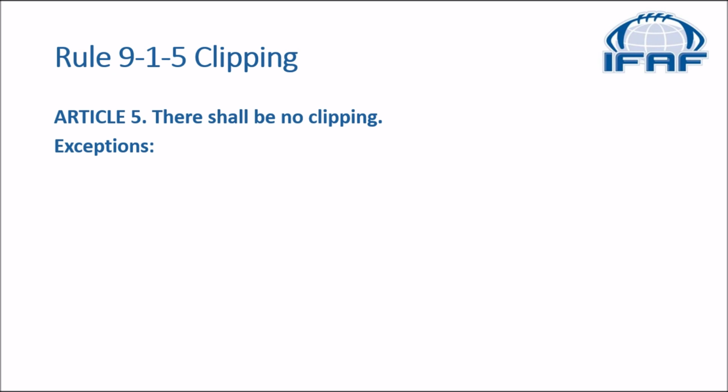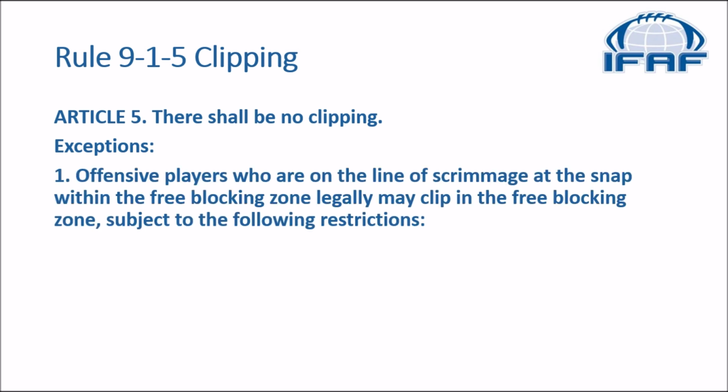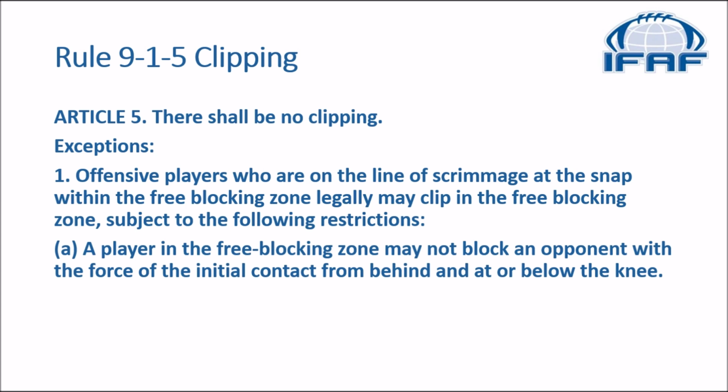In Rule 9-1-5, it says there shall be no clipping, and then there are exceptions. 1. Offensive players who are on the line of scrimmage at the snap within the free blocking zone legally may clip in the free blocking zone, subject to the following restrictions. So there are restrictions to the exceptions. A. A player in the free blocking zone may not block an opponent with the force of the initial contact from behind and at or below the knees. So basically you can clip if you're an offensive player on the line of scrimmage in the free blocking zone, as long as you contact the opponent between the waist and the knees. So in the thigh area is where you can legally clip.